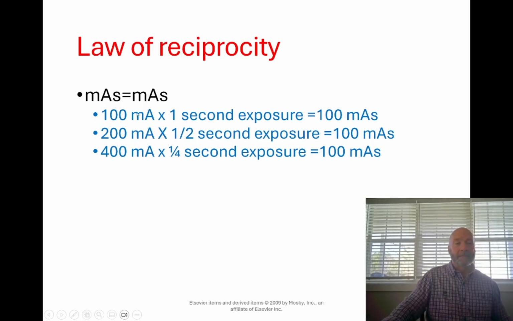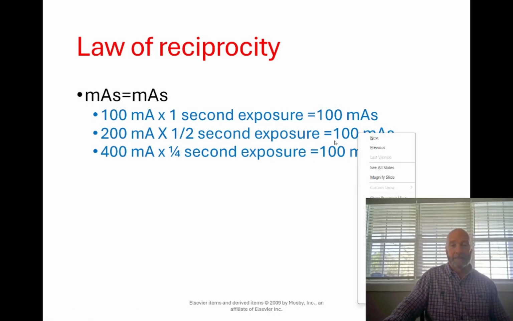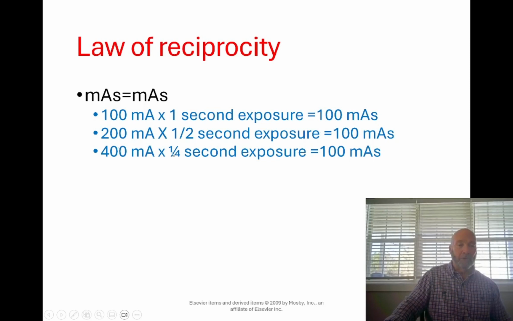And what that means is mAs equals mAs. So I've got a number of different things here. 100 mA times 1 second gives us 100 mAs. So 100 times 1, mA times time in seconds gives us our mAs. That's milliampere-seconds. So now we've got tube current with 100 mAs, 100 mA times 1. But if you do the math, 200 times half a second gets you exactly the same result. 100 mAs. 400 at a quarter second gets you the same thing. You could go in the opposite direction and use 50 mA at 2 seconds, which would also give you 100 mAs.